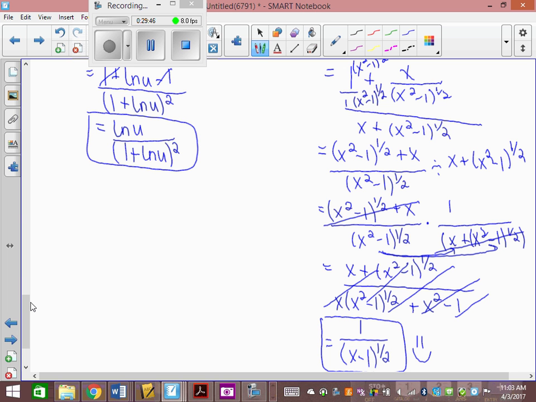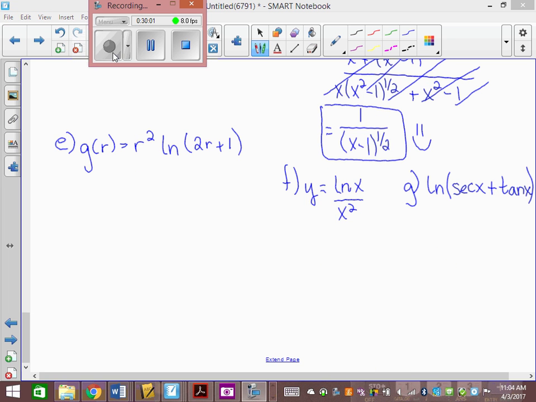So, question. I'll give you 2 more to work on, and then we'll go through them, because I feel like if I let you go, it might get scary. So E is G of R. E is G of R equals R squared ln 2R plus 1. So R is the variable because it's in the brackets. Y equals ln x over x squared. And then G is ln secant x plus tan x.